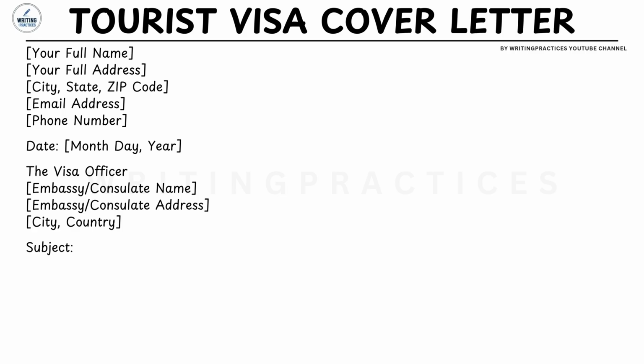Subject line. After the address block, you include a subject line. This tells the reader what your letter is about at a glance. Write it like this: Subject, cover letter for tourist visa application. This is short, clear, and to the point. It immediately shows that your letter is part of a visa application package and lets the visa officer know what to expect.